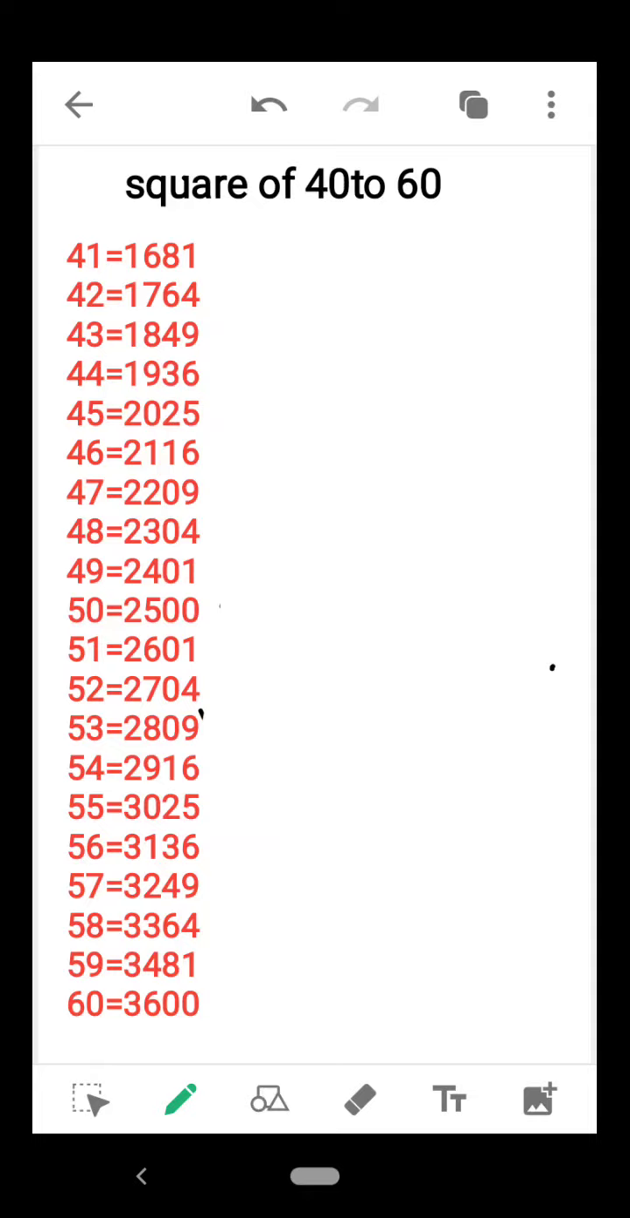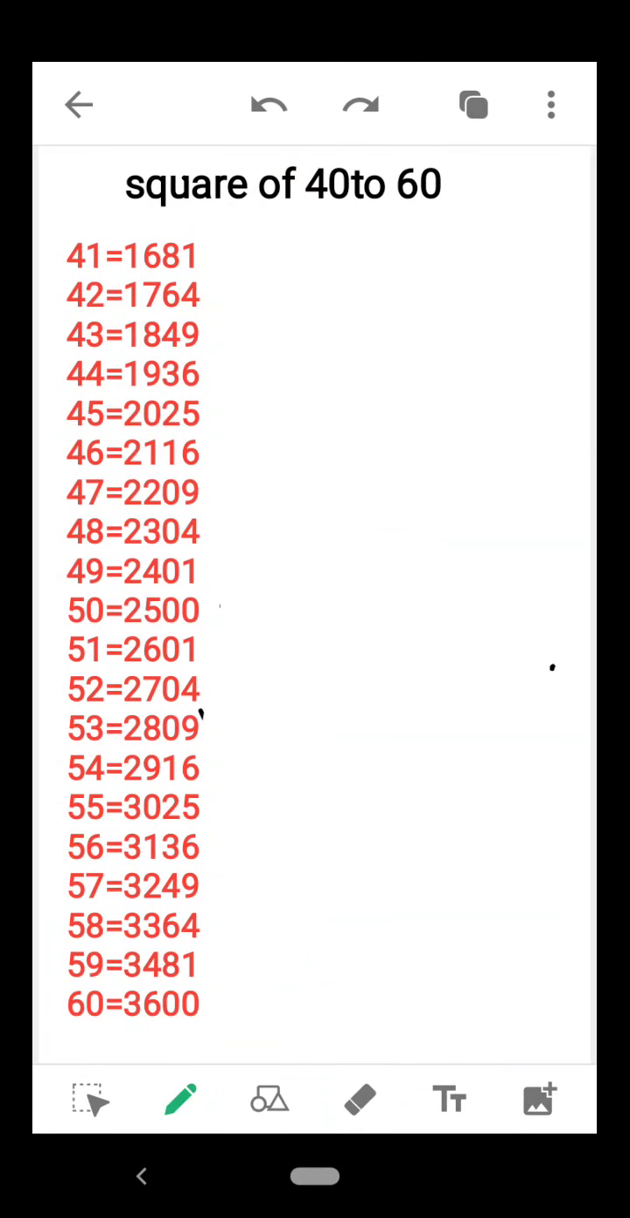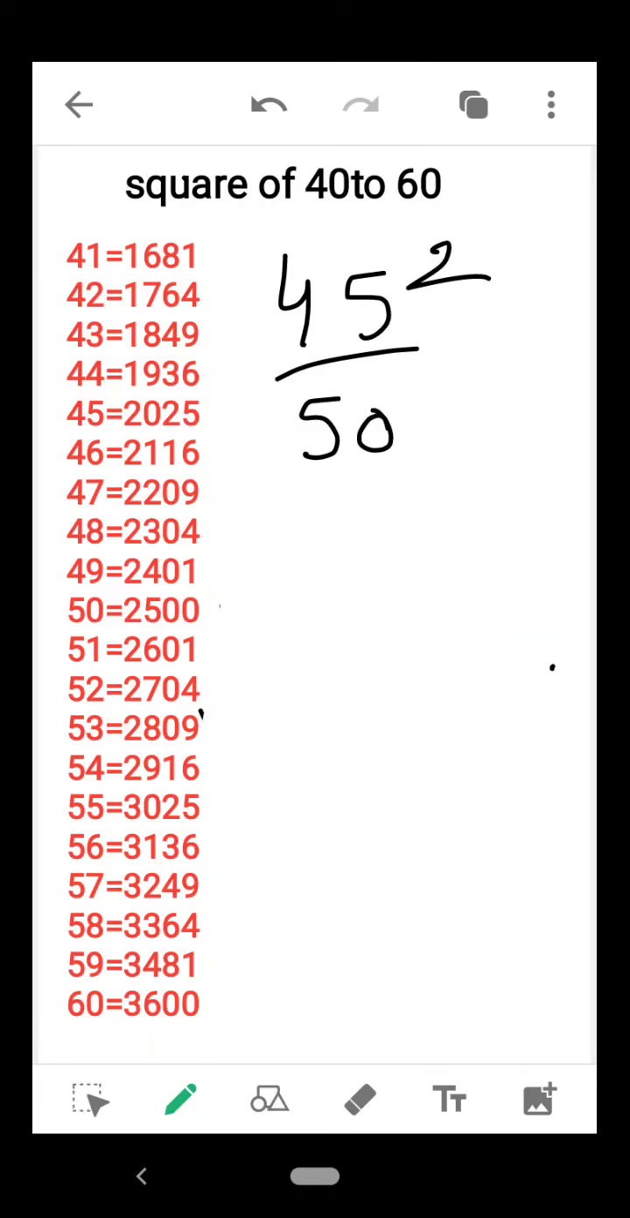Now squaring of 40 to 60. So squaring of 40 to 60. Take an example of 45 square. Then how can you solve? पहले आपको ये चेक करना है ये नंबर 50 से कितना अवे है. 50 से कितना अवे है? ये 5 अवे है. ठीक है.